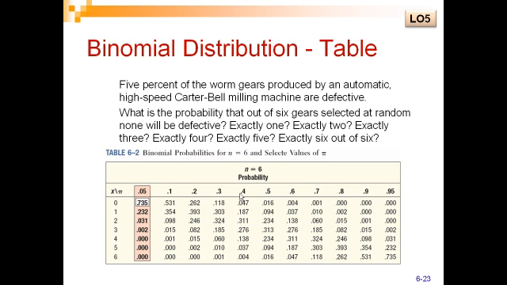The binomial conditions are met. First, there are only 2 possible outcomes: a particular gear is either defective or acceptable. Then there is a fixed number of tries, which is 6. There is a constant probability of success, which is 0.05, and the tries are independent.